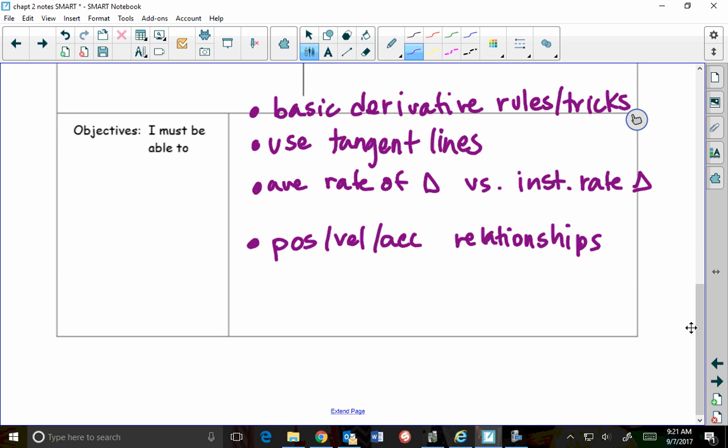Are you guys okay that I pull it, that I don't write out? Okay, I should. I know. I'm such a bullet person. Position, velocity, acceleration. How many of you guys have taken physics? Okay. It definitely helps when we get to all these relationships.